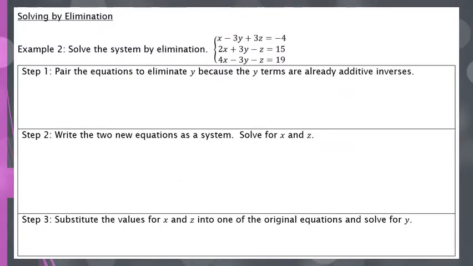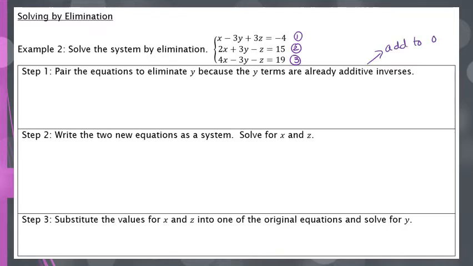This system we're going to solve using elimination. And this one has all three of these equations in standard form, so it looks kind of overwhelming. I am going to, again, number my equations, 1, 2, and 3, just to keep things organized. Step 1, it says pair the equations to eliminate y, because the y terms are already additive inverses. Additive inverses just means that they add to 0.